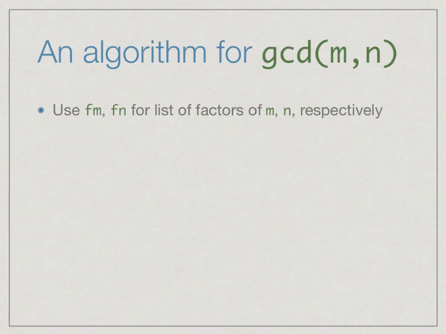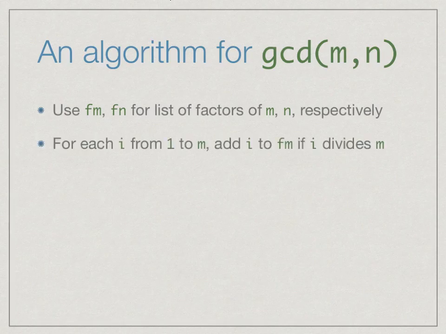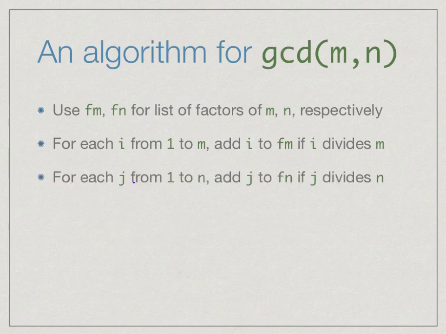So what we do is that we run through the numbers 1 to m. And for each i in this list 1 to m, we check whether i divides m, whether m divided by i has remainder 0, and if so, we add it to the list factors of m, or fm. Similarly, for each j from 1 to n, we check whether j divides n, and if so, we add it to the list fn. Now we have two lists, fm and fn, which are the factors of m and the factors of n.